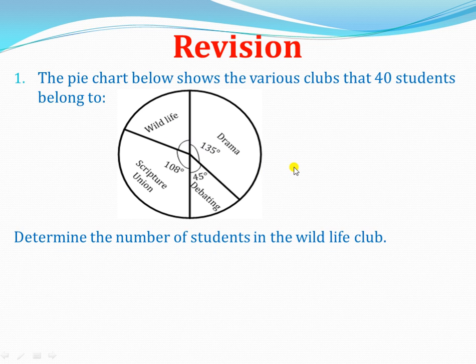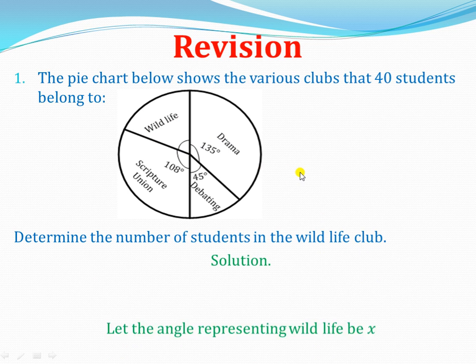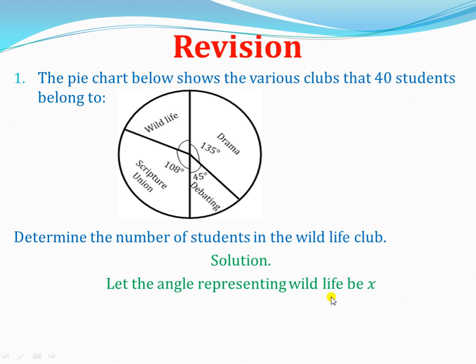Now, what does the question say? Determine the number of students in the wildlife club. Now, you realize the angle that represents the wildlife sector is not given in this case. So what are we going to do? In our solution, we shall first assume that angle is x. That is why I'm saying let the angle representing wildlife be x.